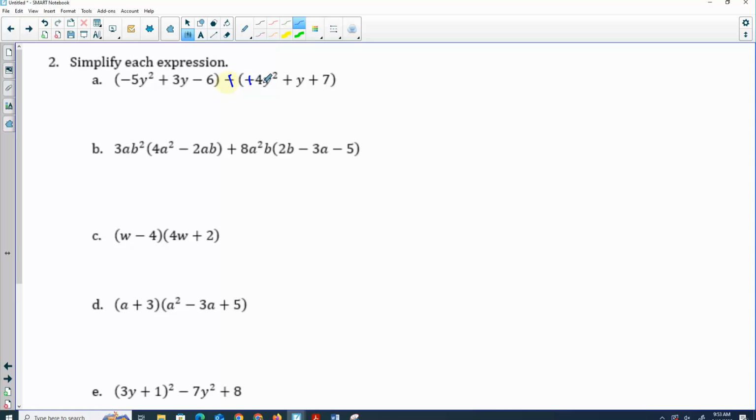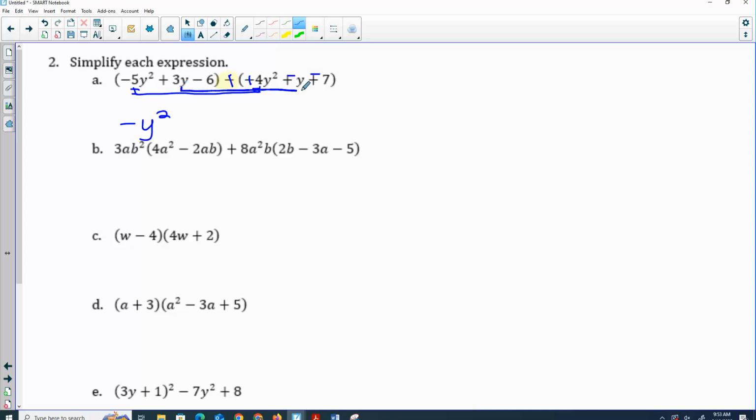So this becomes a positive 4y squared, negative y, and a negative 7. Now you add like terms. So negative 5y squared and positive 4y squared. They're the same if the variables match. You add the numbers in front. So negative 5 plus 4 is negative 1y squared. Okay, and if you're not writing these down right now, then you have more homework later.